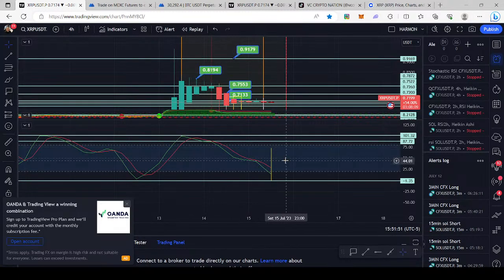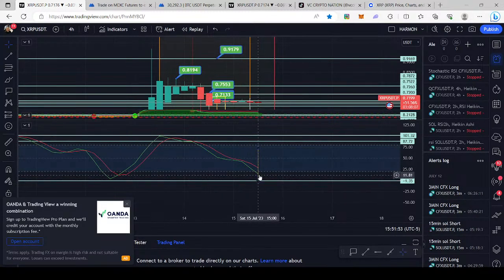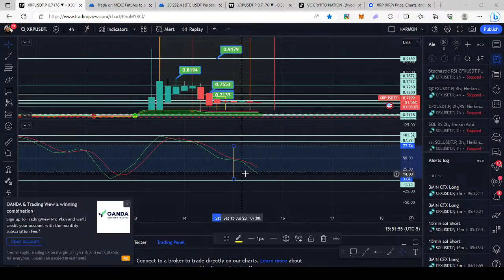And now you're at the point where the 4 hour, you guys see the 4 hour right here? The 4 hour is almost at the bottom. So this is where you would rebuy in and you would start to hodl for the next move of XRP, right?